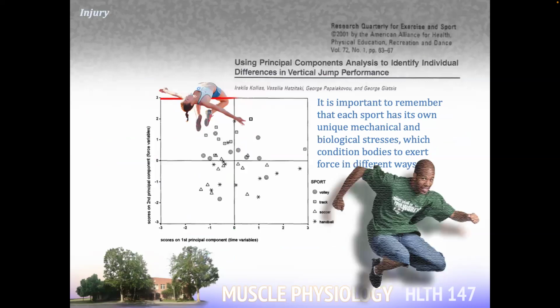This chart, you don't need to even make sense of it. You don't need to know anything about it, but it just represents how athletes jump, incorporating different force and time variables. And we're looking at volleyball, track, soccer, and handball. So if you take track, it's high force. They're all in the top half. Volleyball, similar. Handball and soccer, they're lower force.